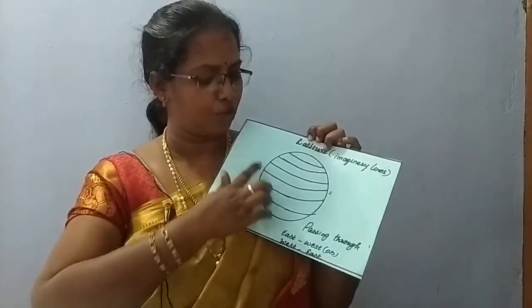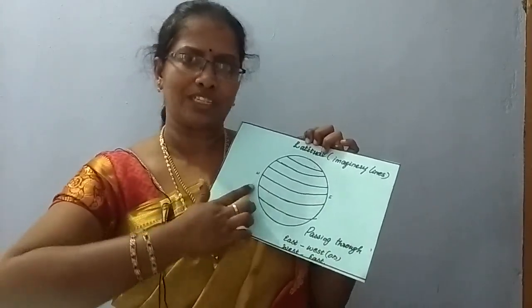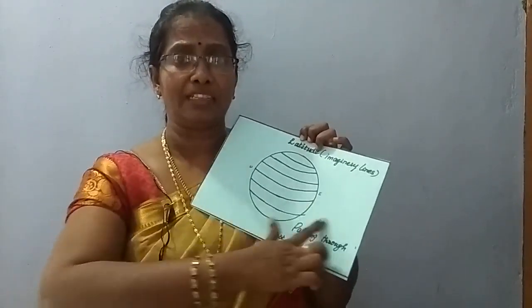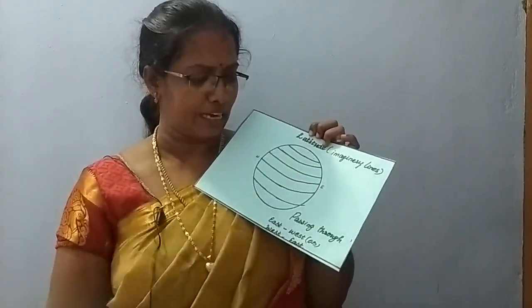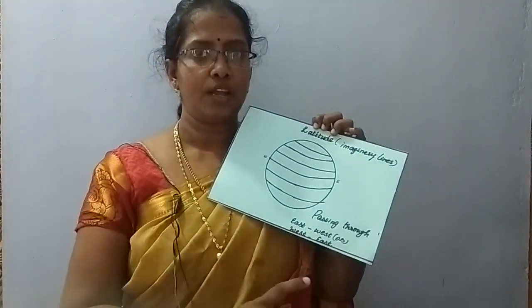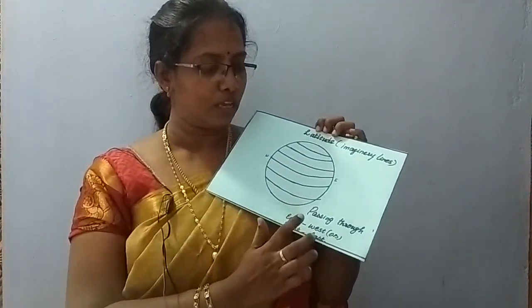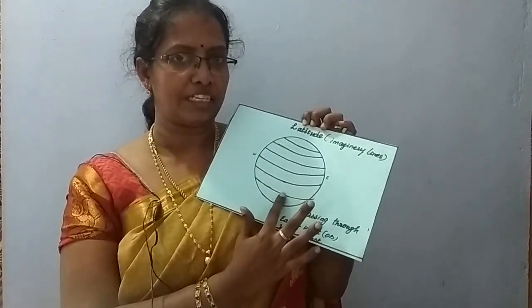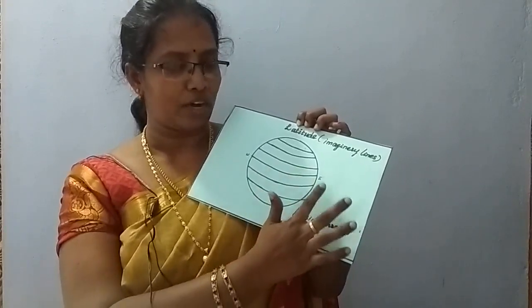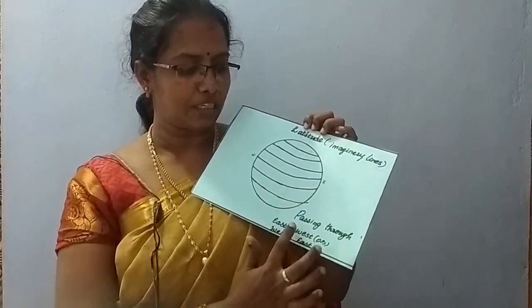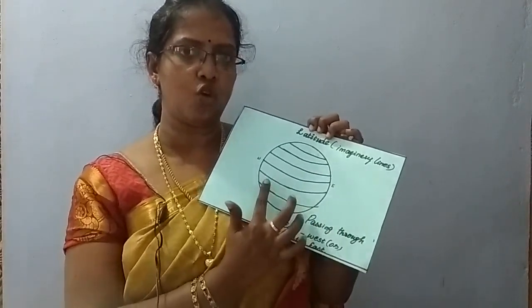Latitude lines are imaginary lines passing from west to east and east to west. These are parallel lines, meaning equally spaced lines. Students, once you check it, these are imaginary lines, latitude lines. The horizontal lines are called latitude lines, imaginary lines passing through west to east and east to west.